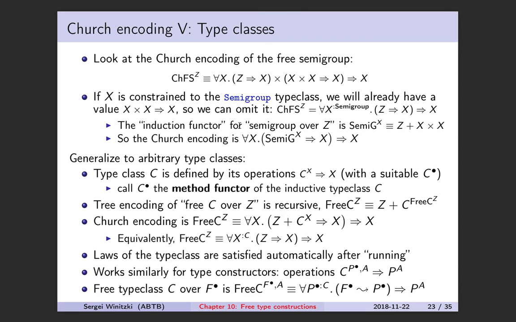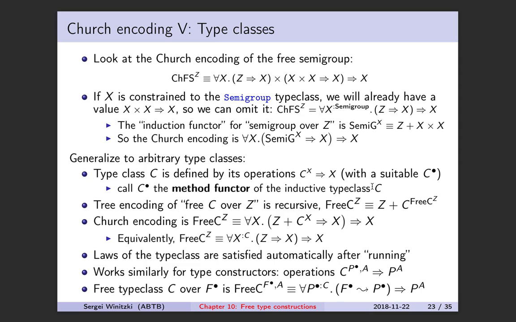I then show that Church encoding is very easy to use with type classes. For example, the Church encoding of a semigroup can be seen like this. And this shows you directly how to generalize to an arbitrary type class, as long as the operations of the type class or the methods are given by this type, where C is a certain functor that I call the method functor of the type class.